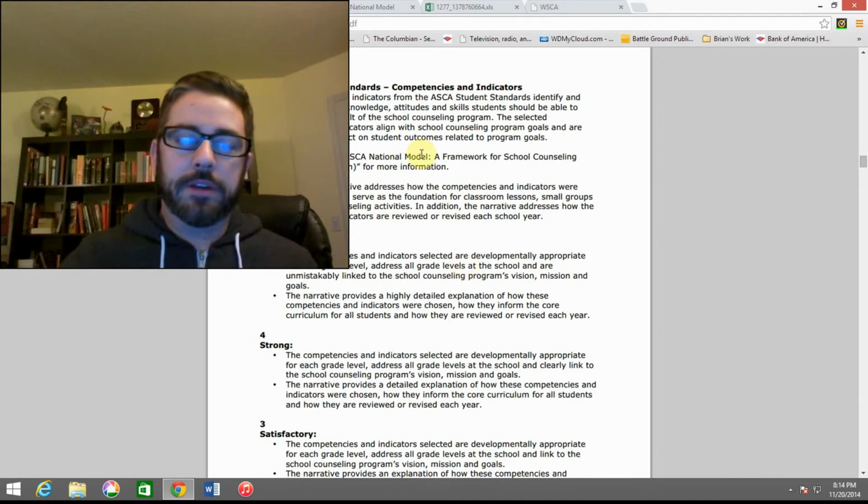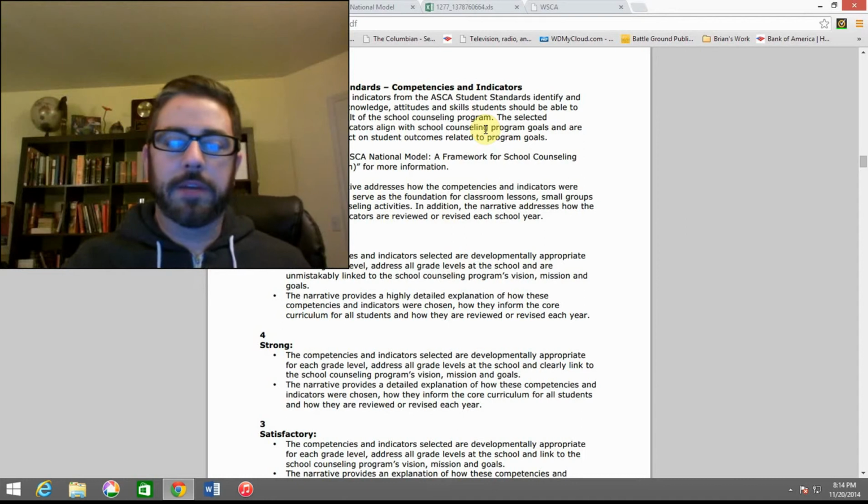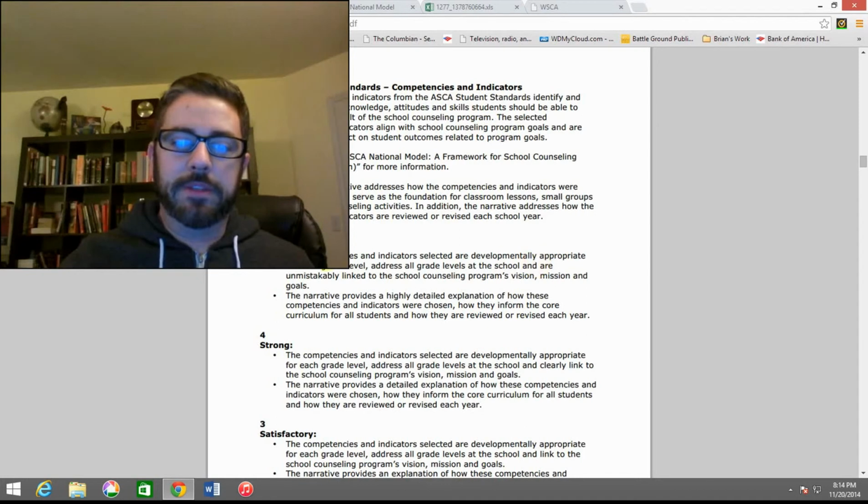As you can see here, and as most people know, the competencies and indicators are coming from the ASCA Student Standards, and ideally they are linked to your school counseling goals. I would also add that there is probably some connection to your vision and mission, and basically you're identifying all the competencies and indicators that you are teaching or delivering to students at all grade levels.